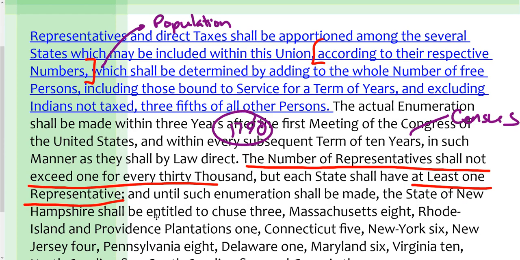Okay. But each state shall have at least one representative. So this part's important. If a United States is a state, it automatically gets a representative no matter what. No matter what the division says, no matter what the decimal says. Okay.